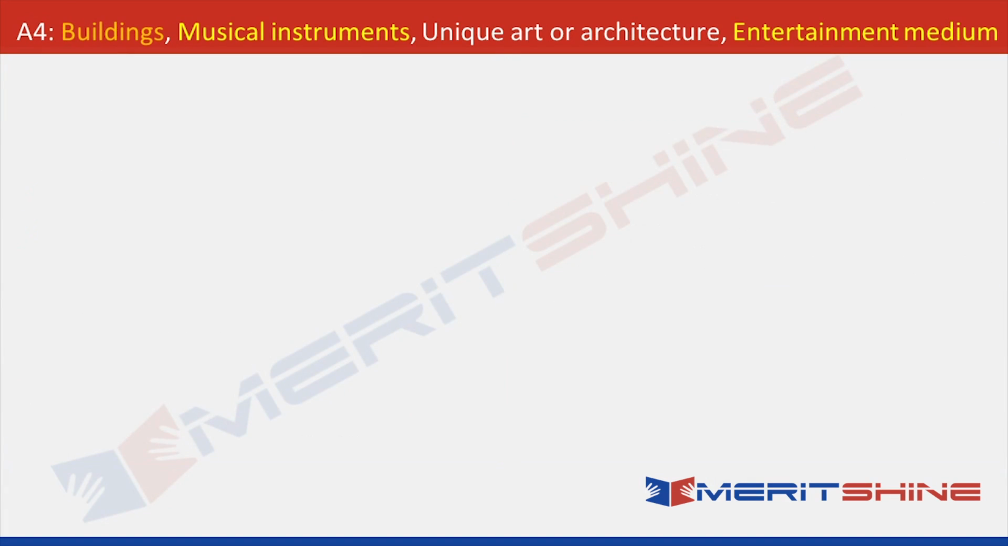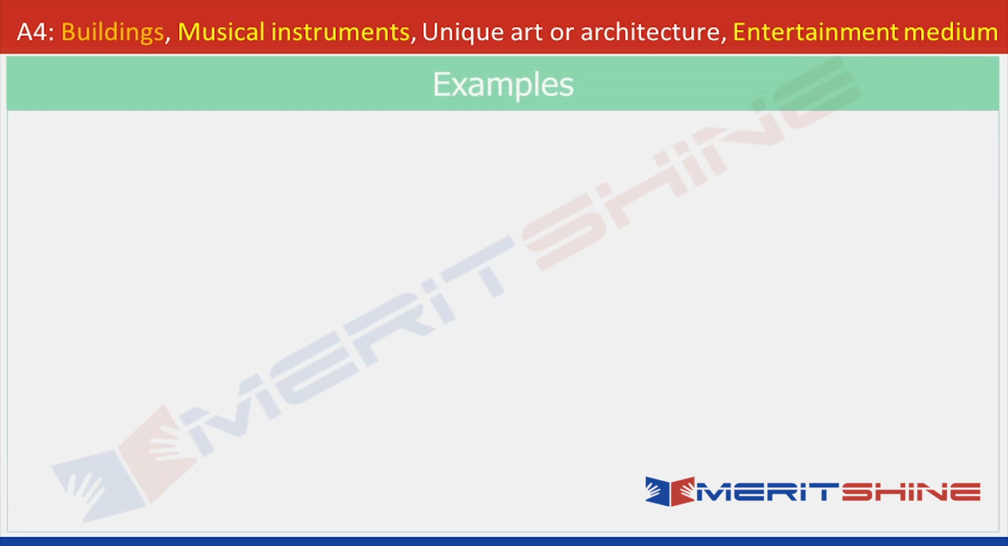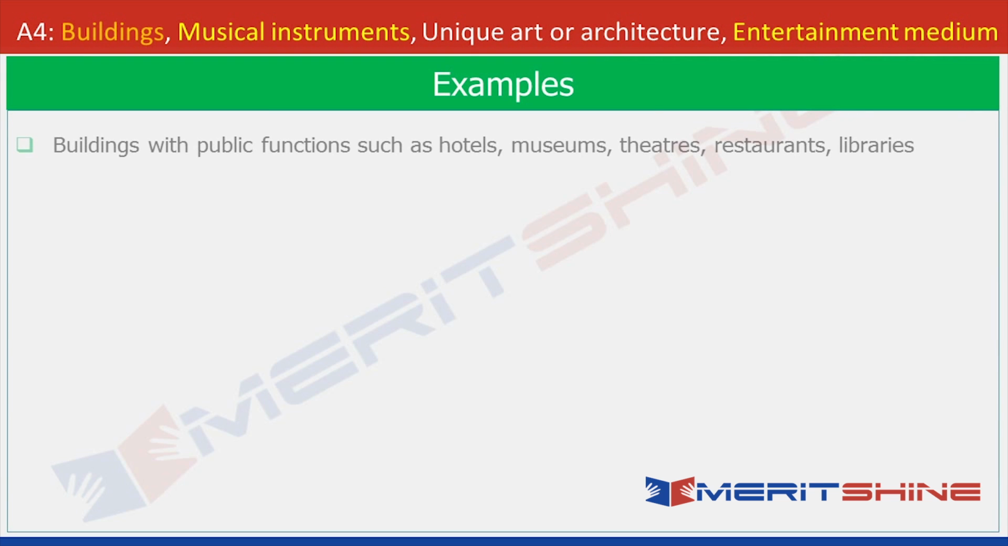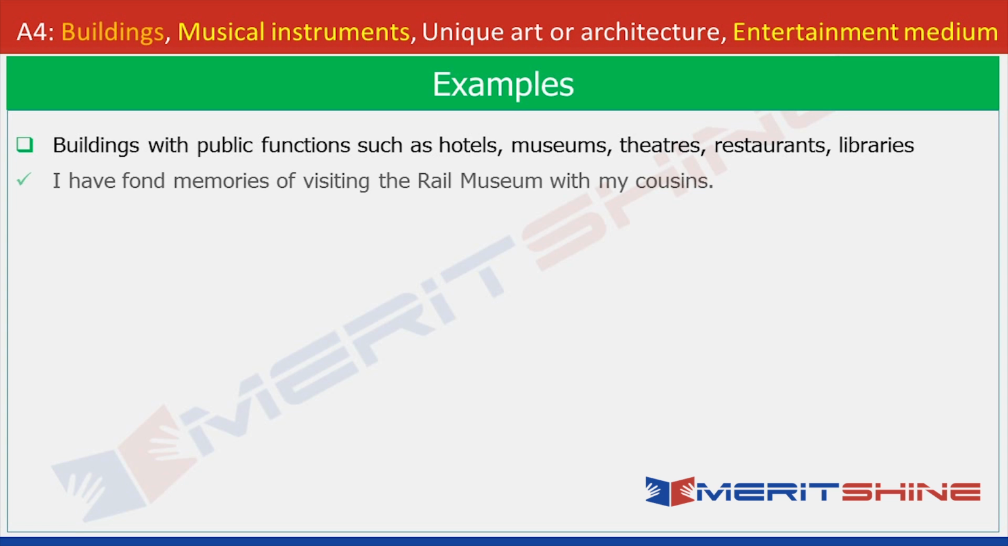It has the names of buildings, musical instruments, unique art or architecture, and entertainment medium. The names of hotels, museums, theatres, restaurants, libraries, etc. take the article the. These are all kinds of buildings. I have fond memories of visiting the Rail Museum with my cousins.